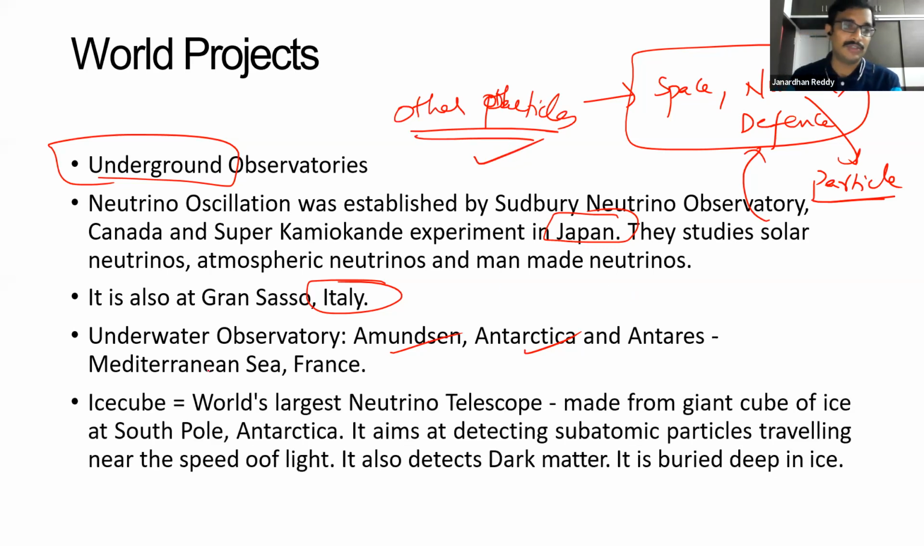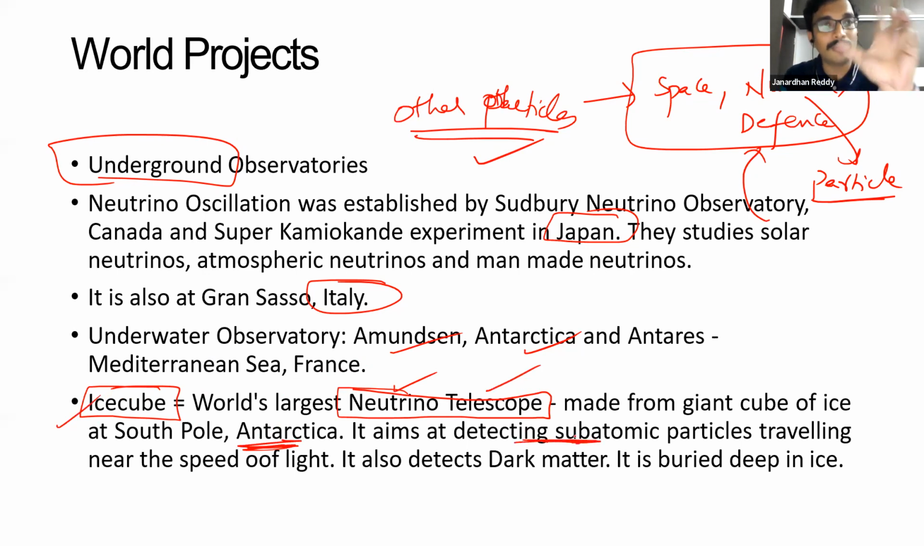A very important project which you have known is the IceCube project. IceCube is the world's largest neutrino telescope. It is not a radiator. It is not a reactor. It is located at the South Pole, Antarctica. It will detect and observe the various neutrino particles in the universe. It will also study dark matter. Both applications are there: the IceCube project will study neutrinos as well as dark matter.